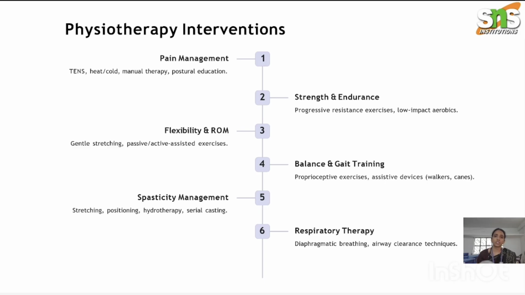Spasticity management: stretching, positioning, hydrotherapy, serial casting of a particular muscle which is over tightened, so that spasticity management will be helpful by following these kinds of protocols. Respiratory therapy, of course, it is important to maintain a patterned breathing in the patient with the help of diaphragmatic breathing exercise. Airway clearance techniques should be taught to the patient to give good respiratory hygiene. So these step-by-step protocol interventions can be incorporated in syringomyelia cases according to the need and severity of the patient, of course, on the basis of the assessment.